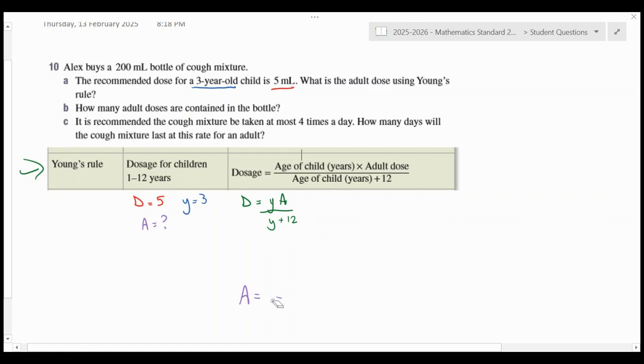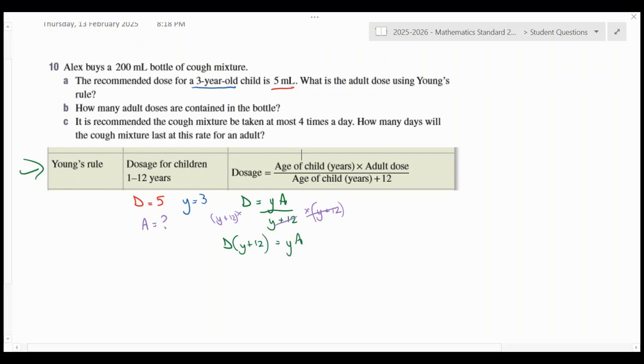So what do we have to do? We have to get it by itself. So the first thing I'm going to do is multiply both sides by Y plus 12. That will get rid of them. So I'm multiplying both sides by Y plus 12. That'll cancel them out, and we're left with D outside of Y. I'll actually do that in green so you can see it properly. D Y plus 12 equals YA.